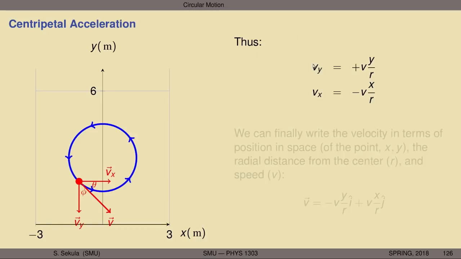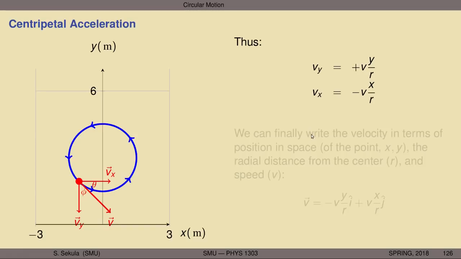So now, if I do that substitution, I have Vy equals... two minus signs cancel out because they multiply each other, positive Vy over r, and then Vx is negative Vx over r. Here I pick up a net minus sign in this component.